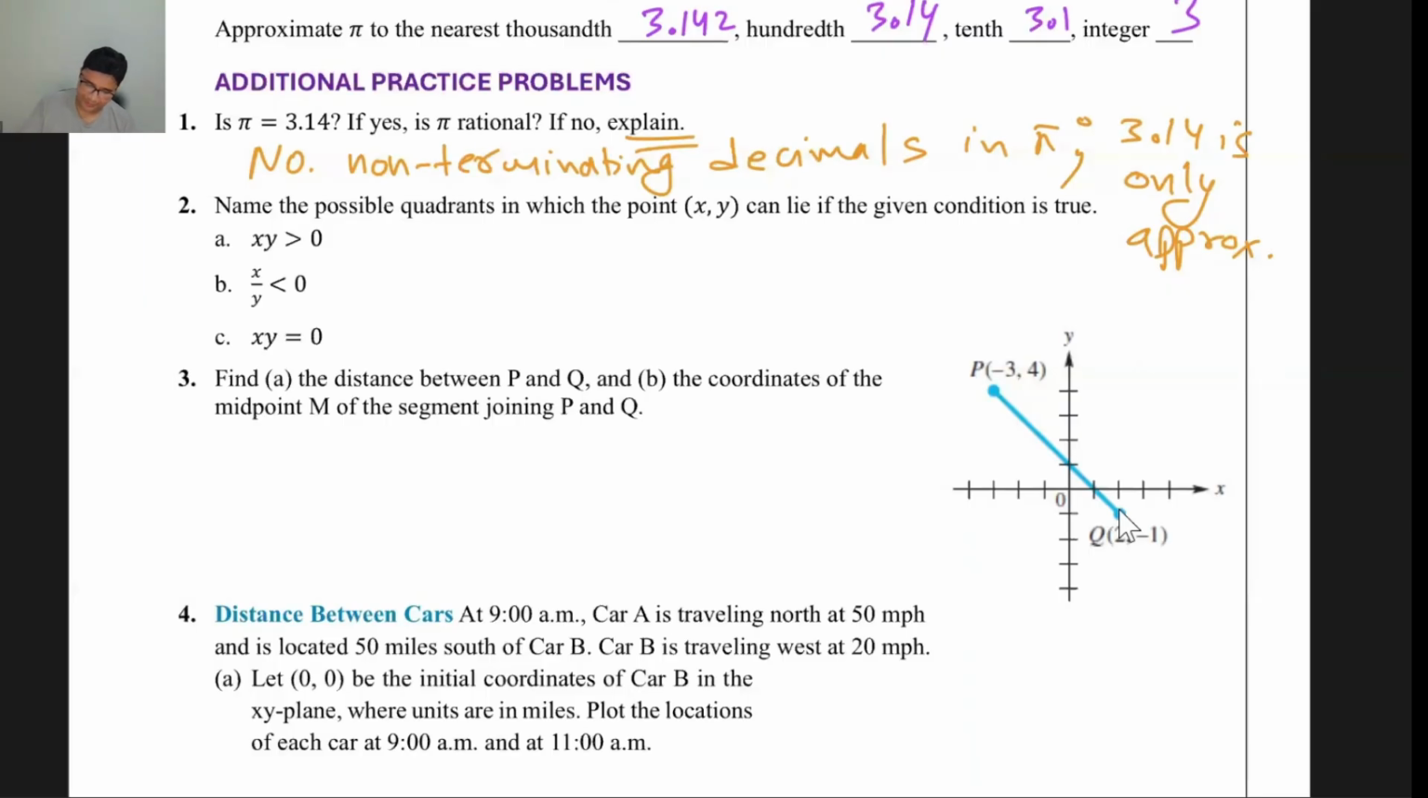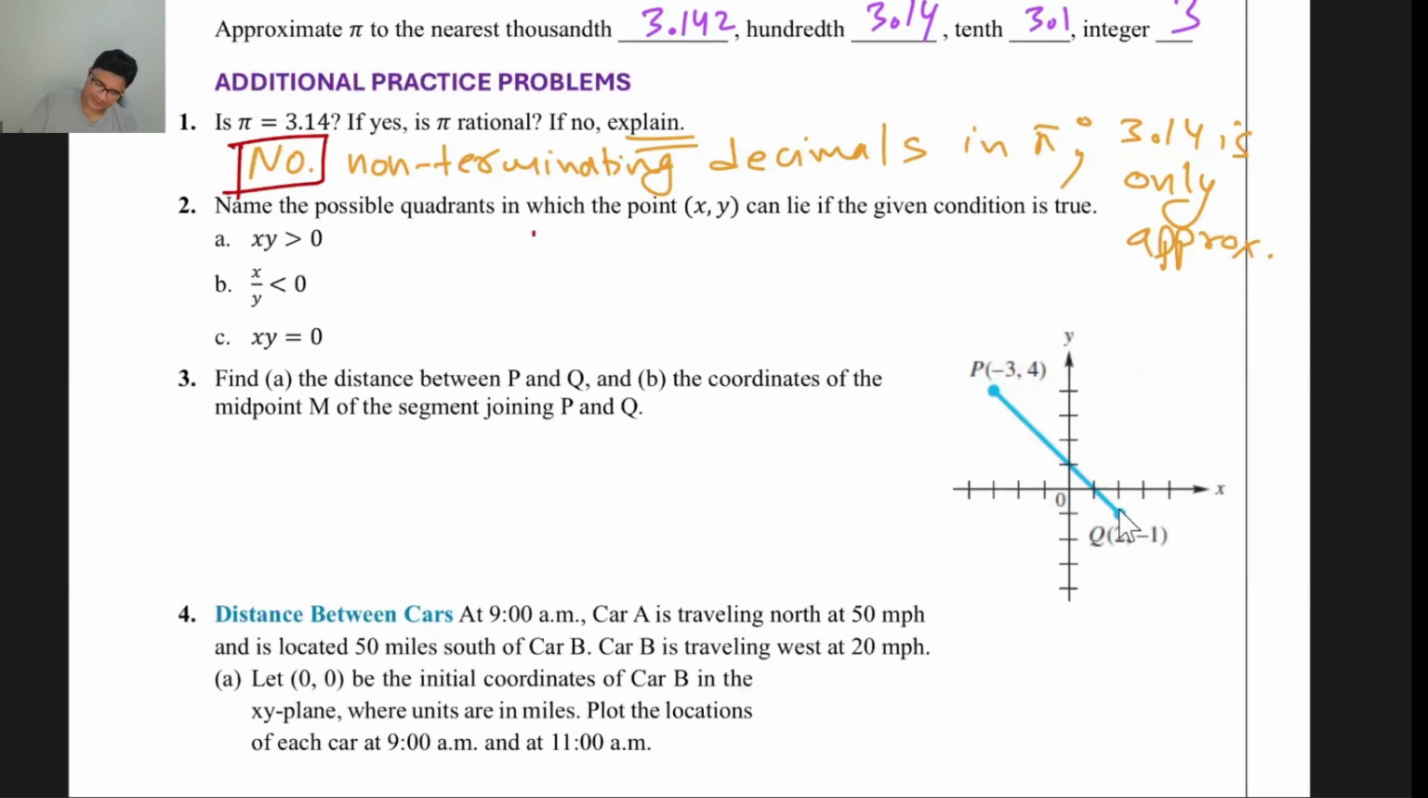Okay. When I said no here, I mean the answer is no. Okay. And then I was explaining. Next question. Name the possible quadrants in which the point x, y can lie, if the given condition is true.